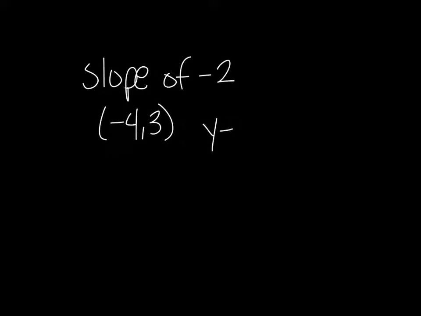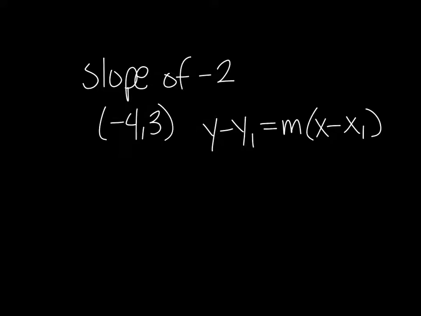Okay, the other thing I'm going to show you is sometimes they give you information like you have a slope of negative 2 and the point negative 4, 3 is on your line. What is the equation? Well, then what I suggest is if they give you the slope and the point, I suggest you start out with the point-slope form, right? So y minus y1 equals m times x minus x1. Start out with that.